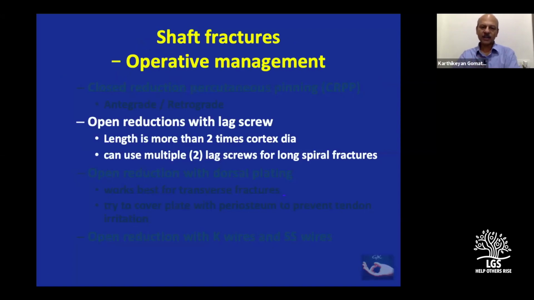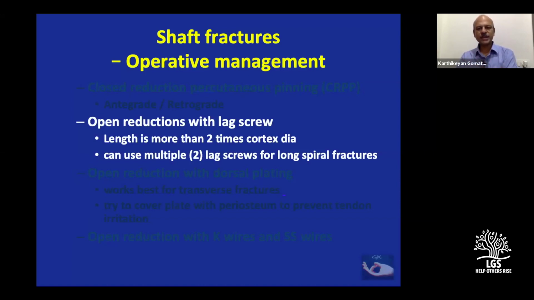As far as open reduction with lag screw, this is done when there are long spiral fractures. When do you say it is a long spiral fracture? When the length of the fracture is more than 2 times the cortex diameter, that is the width of the bone. Supposing the width of the bone is about 1 centimeter, if the length of the fracture is more than 2 centimeters, we call it a long spiral fracture. There you can use lag screws alone for the management. There is no need for using plates.